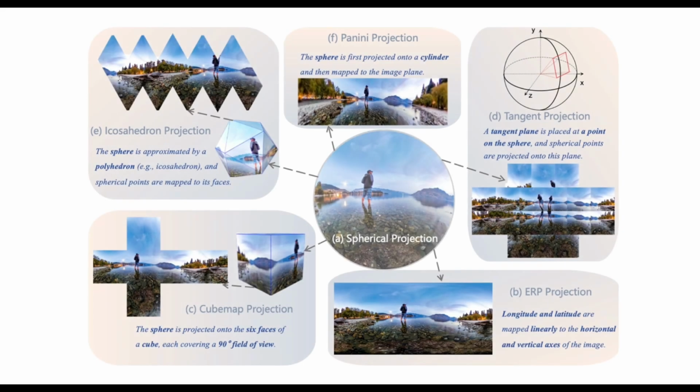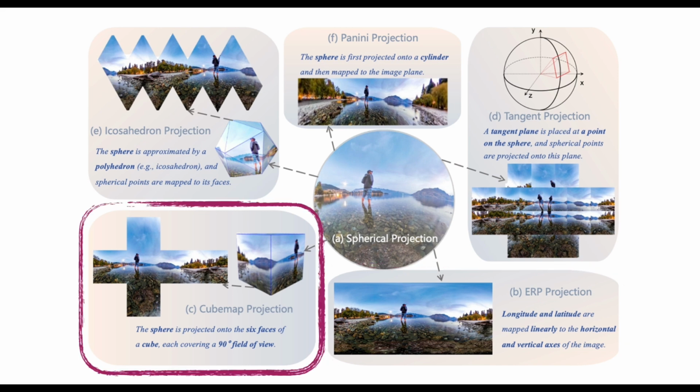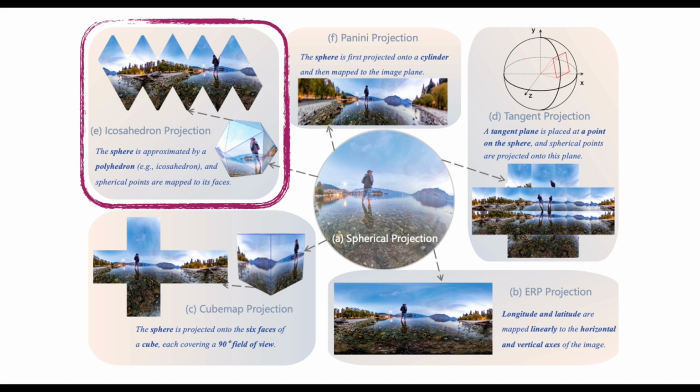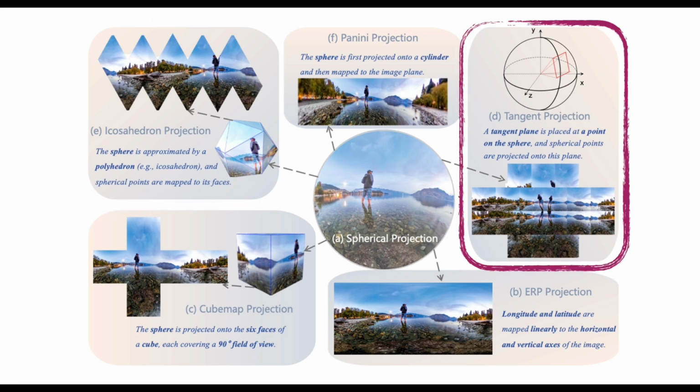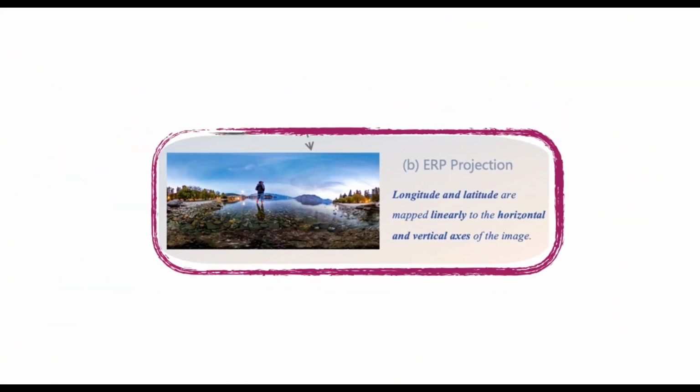This figure illustrates several common panorama projections. Equirectangular projection, also known as ERP, is simple but distorted. Cubemap reduces distortion with 6 faces. Icosahedron gives uniform sampling, tangent works like perspective patches, and Panini preserves vertical lines. ERP is the most used representation, and its geometric properties introduce critical gaps between perspective and panoramic vision.